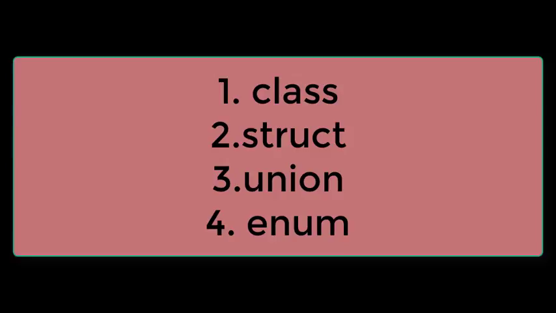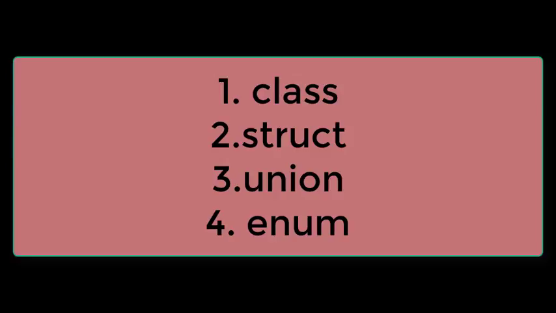Second is structure. A structure is a collection of variables referenced under one name, providing a convenient means of keeping related information together. A structure is different from a class in the sense that a class can represent data elements as well as their associated functions, whereas a structure can represent only data elements, not their associated functions. The keyword is struct.